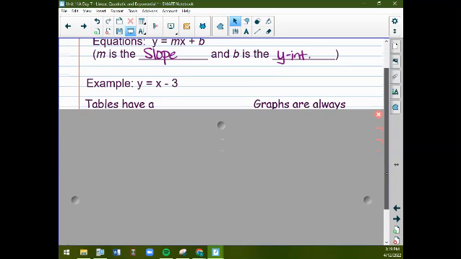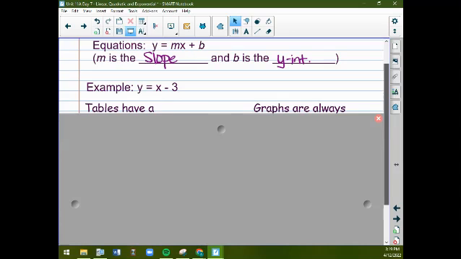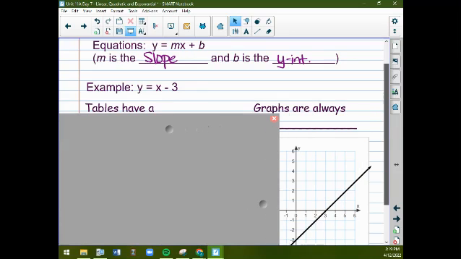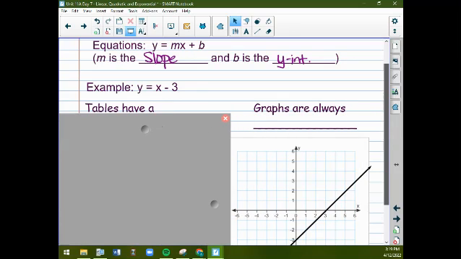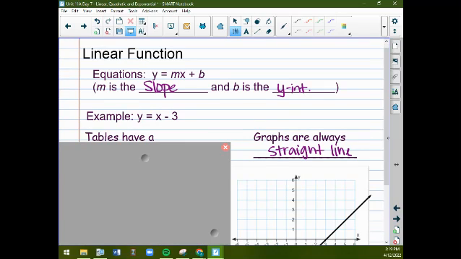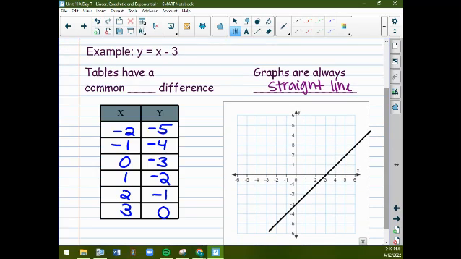okay, how do the tables look and how do the graphs look? Well, graphs of linear functions are always going to be straight lines. Okay, we talked about this the other day. And the table is going to have a common, what we call, first difference. So what that means is when I find the difference in the values, I'm looking at the first difference.